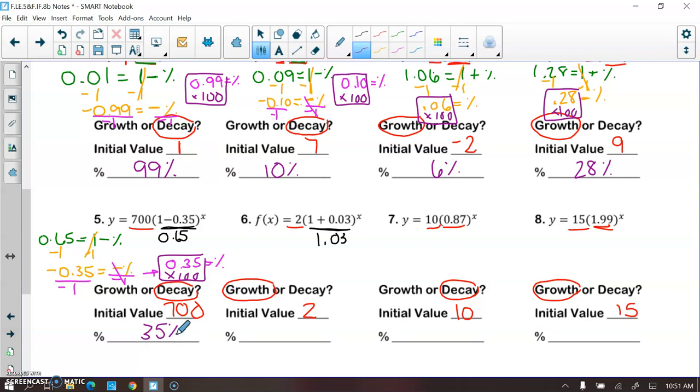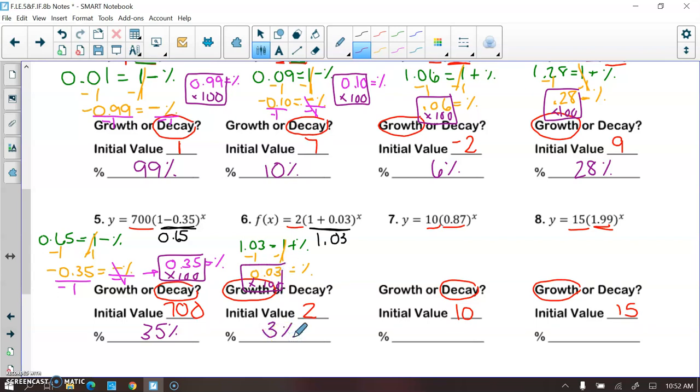Next one, my simplified b value is 1.03. This is growth, so I set my b value of 1.03 equal to 1 plus my percent expressed as a decimal. Subtracting 1 from both sides, I get a 0.03 is equal to my percent expressed as a decimal. Multiplying that percent expressed as a decimal by 100, I wind up with 3%.